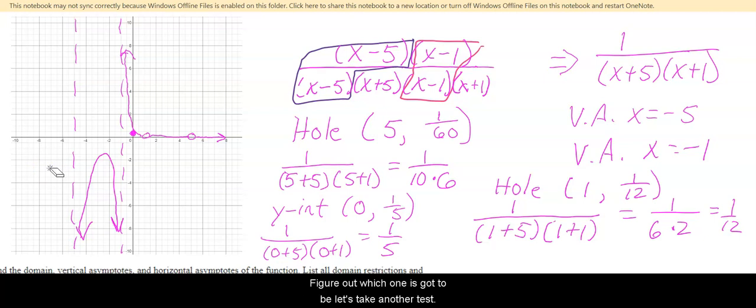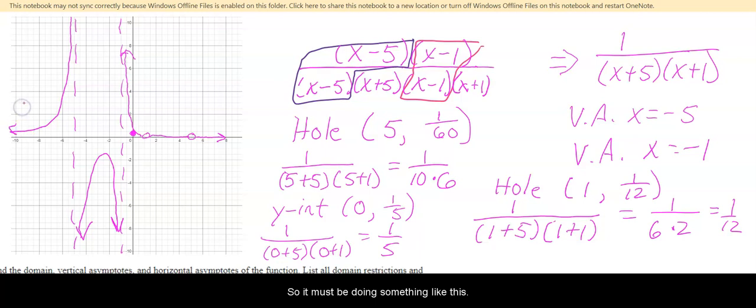To figure out which one it's got to be, let's take another test point. I'm going to use -6 since it is to the left of -5. If I plug -6 in for x plus 5, I get a -1. -6 plus 1 is also negative, but a negative times a negative gives me a positive. That means that it has to be above the x-axis, so it must be doing something like this. That is roughly what the graph looks like, with 2 potholes in the road at -5 and 1. Let's take a look at the next example.